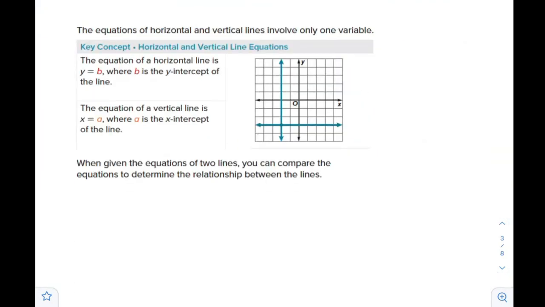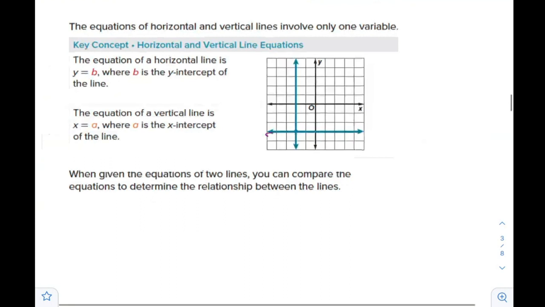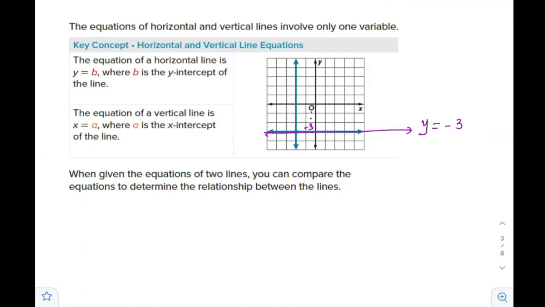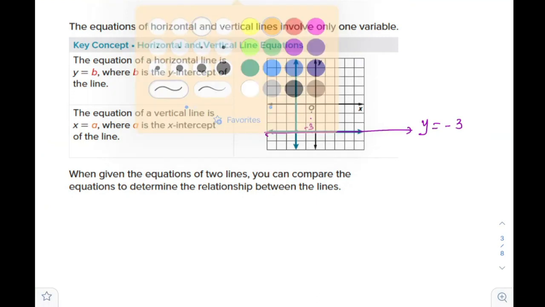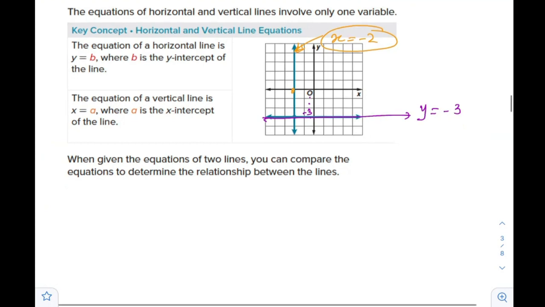Now, what if the lines are horizontal and vertical? Remember, if the line is a horizontal line like this one here, passing through -3, the equation of the line is y equals -3. Y equals a constant, while this line is a vertical line passing through -2, so it's x equals -2. So x is a constant number here. When given the equations of two lines, you can compare the equations to determine the relationship between the lines.